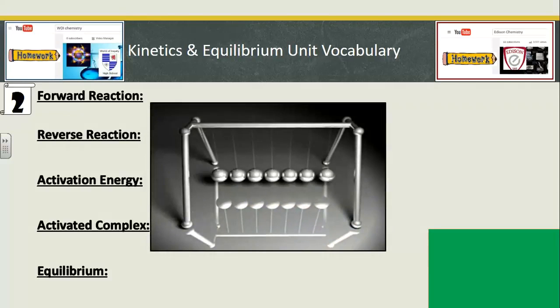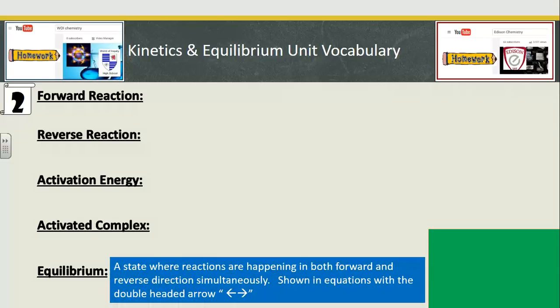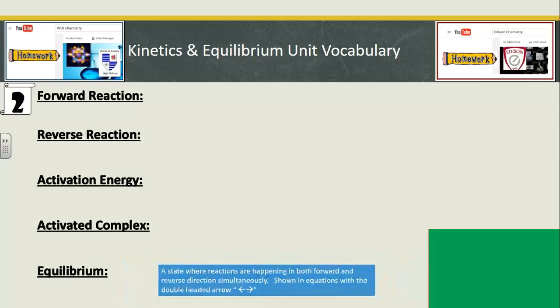Okay. Equilibrium. Equilibrium is the term that we use to describe dynamic changes without much overall change. It's a state where reactions are happening in both forward and reverse direction at the same time. So we have a forward reaction going from left to right, and we have a reverse reaction going from right to left. And this is shown in equations with a double-headed arrow. And that is one of the main features of this unit, that reactions can go in both directions at the same time. It's called dynamic equilibrium.